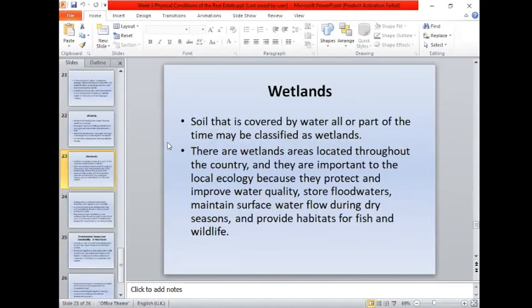Wetlands. When it comes to wetlands, this is soil that is covered by water. Wetlands are located throughout the country, and they are important to the local ecology because they also improve water quality and help with flood waters. They also maintain the surface of the water flow. As far as I know, wetlands include the rivers, the lakes, and the oceans. Of course, we consider these environmental factors of the properties because there are certain boundaries on the surface of those things, which could lead to danger.